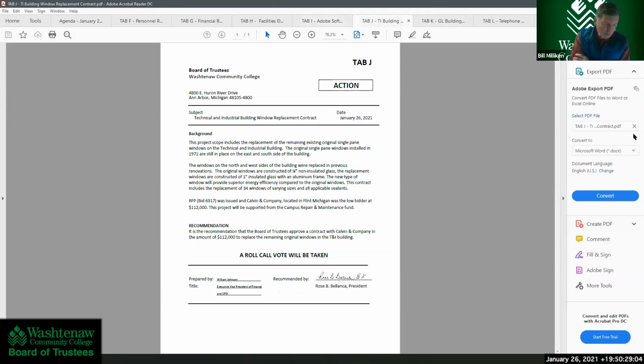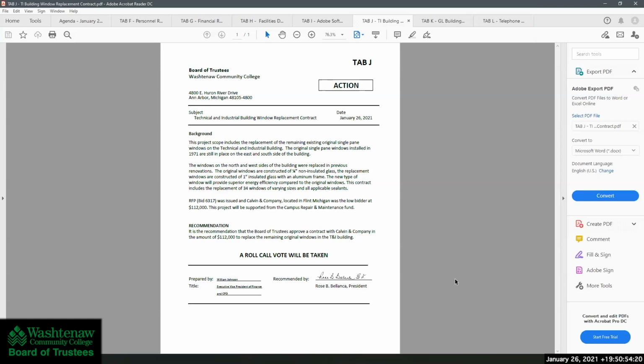Technical and Industrial Building Window Replacement Contract. The recommendation is that the Board of Trustees approve a contract with Kelvin and Company in the amount of $112,000 to replace the remaining original windows in the T&I building. Do I hear support? Support. Is there a second? Second. Is there any discussion?